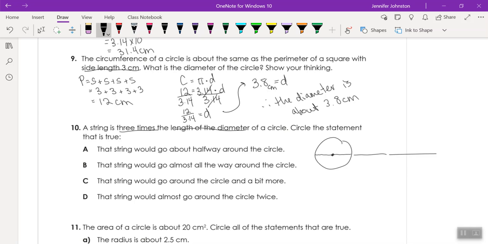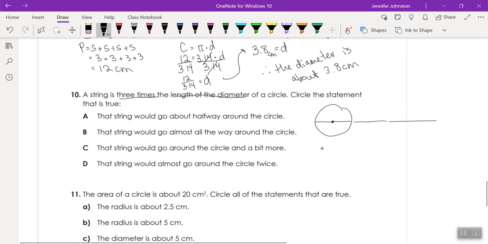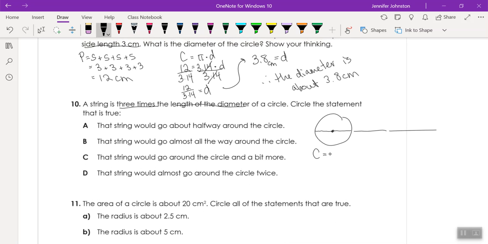And if we took that string and stretched it right out, would it go halfway around the circle, almost all the way around the circle? Would it go around the circle and a little bit more, or would that string almost go around the circle twice? Okay, so going around something means perimeter. So we know that the circumference of a circle is 3.14 times the diameter.